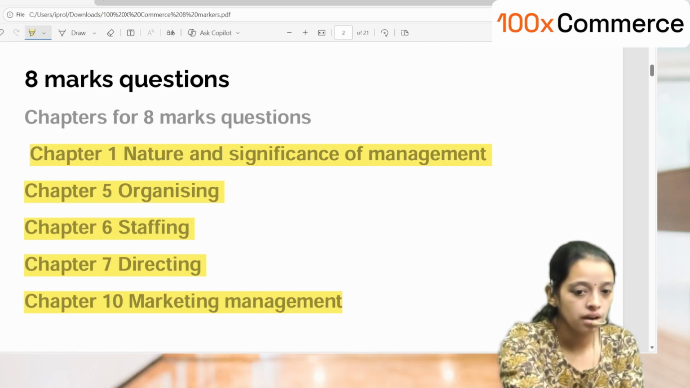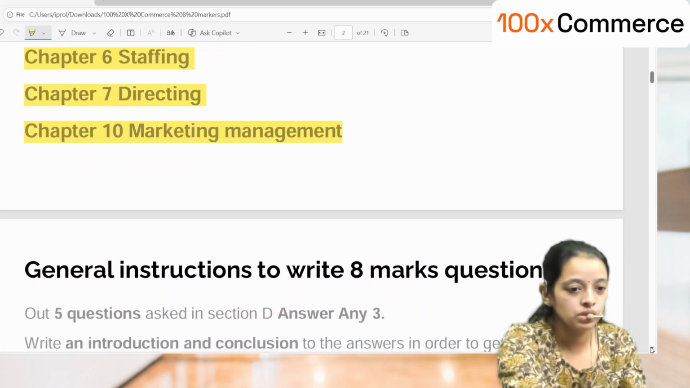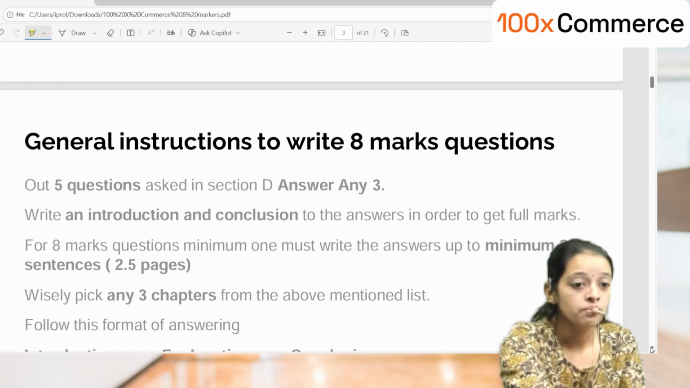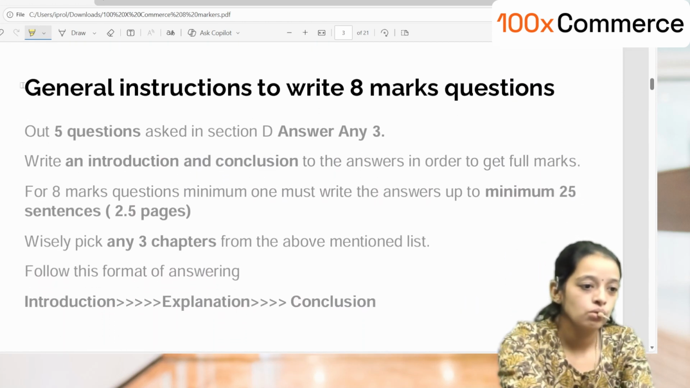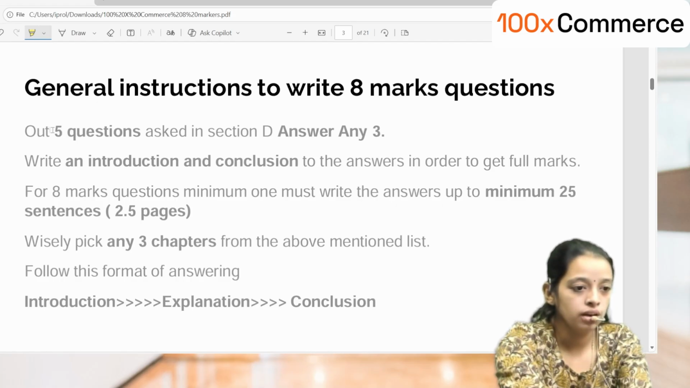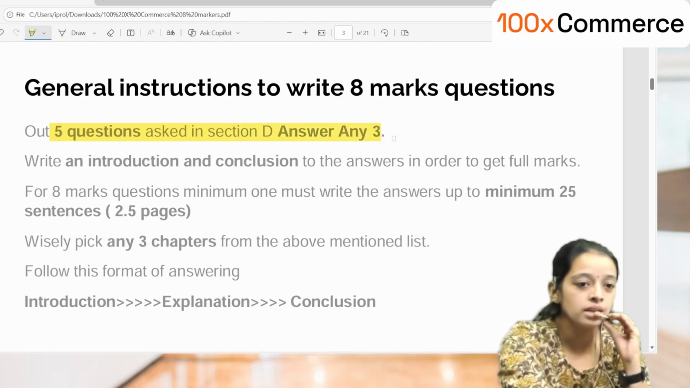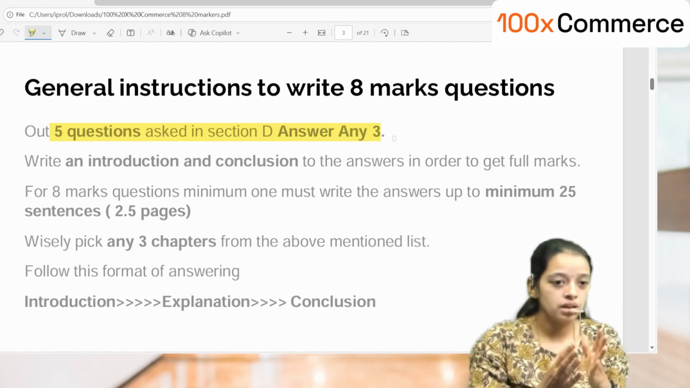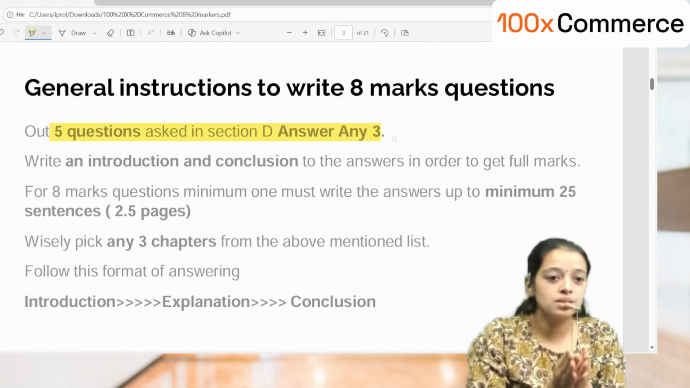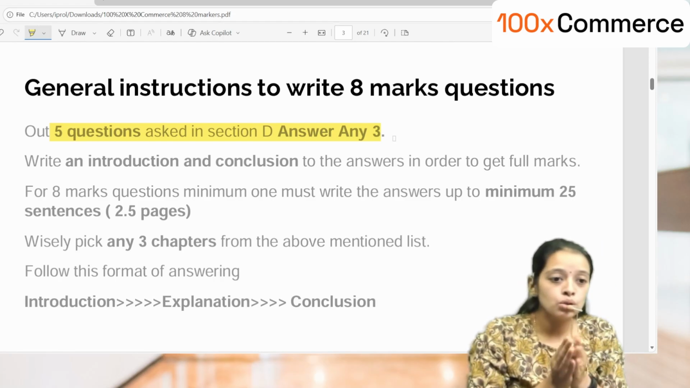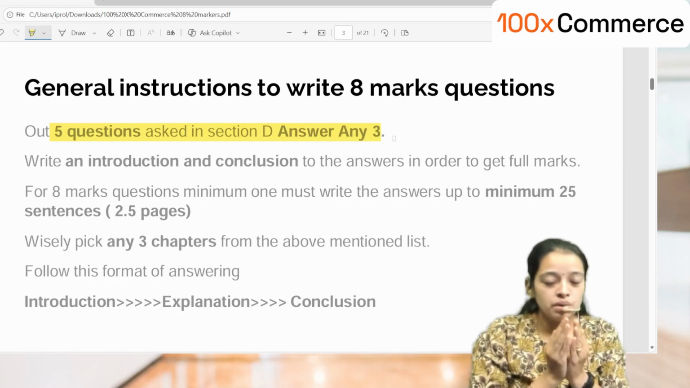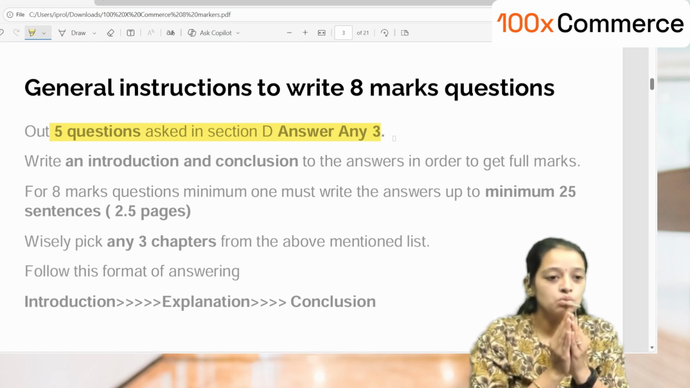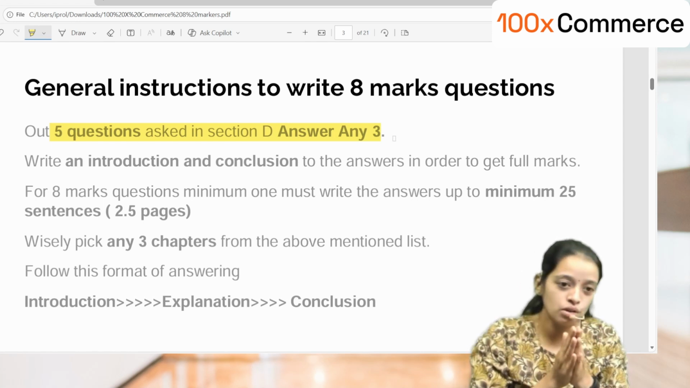Coming to the next one, let's go over some general instructions to follow in order to write the 8 marker questions. Totally 5 questions will be asked in Section D, and you have to answer any 3. It means you have a choice between 2 chapters. Even if you prepare just 3 chapters for the 8 marker questions, it is more than enough to score 24 out of 24.